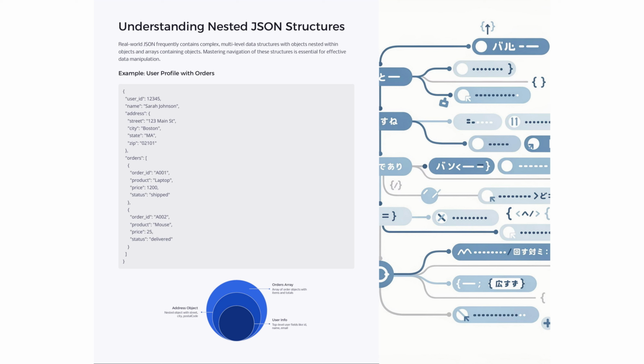For instance, a user profile may contain an address object and an orders array. Each order is an object with details like product and price. Understanding these structures is crucial for effective data manipulation.